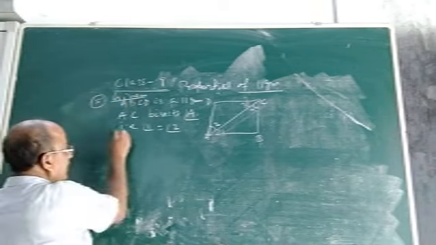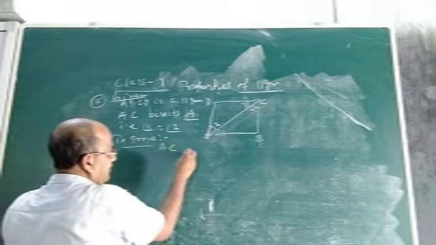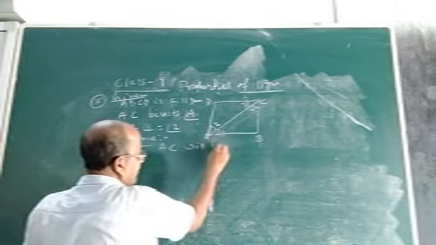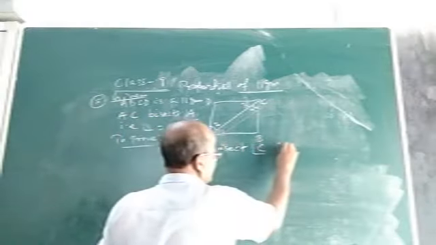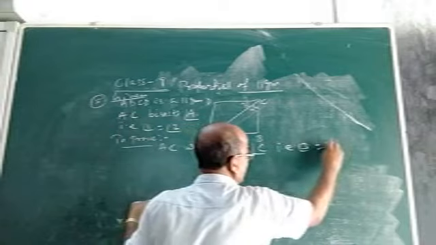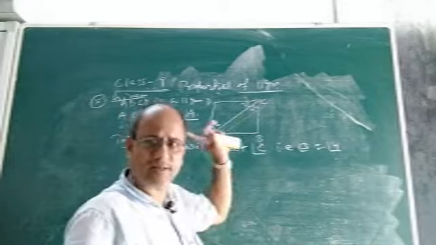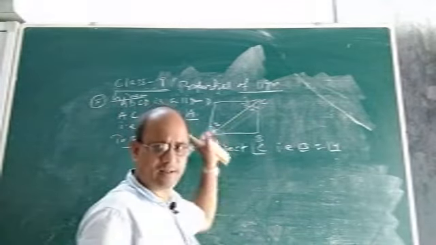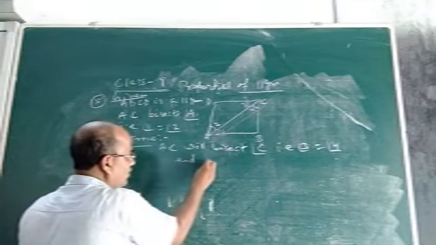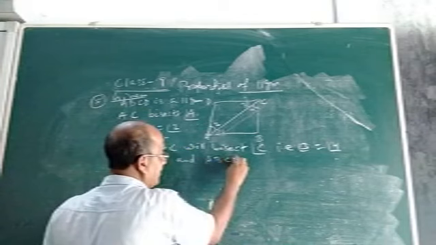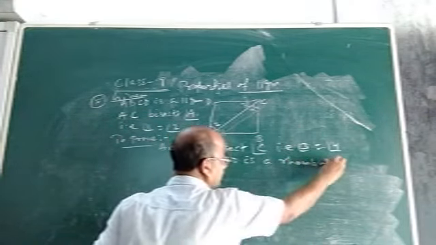So what do you want to prove? You want to prove that AC will bisect angle C also. It will bisect the opposite angle. That is, you will prove that angle 3 equal to angle 4. That means AC will bisect the opposite angle, that is C. It is given AC bisects angle A, that is angle 1 equal to angle 2. And what else do we need to show? We need to show that ABCD is a rhombus. These are the two things which we want to prove.